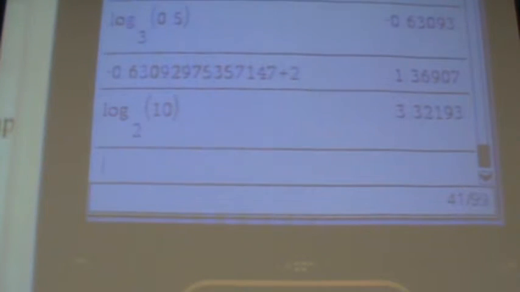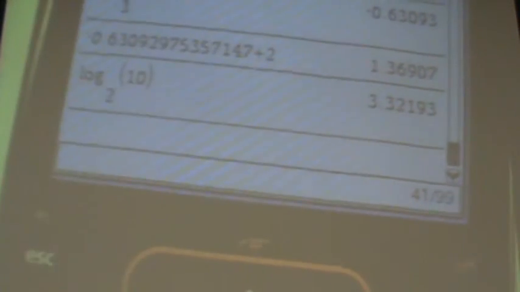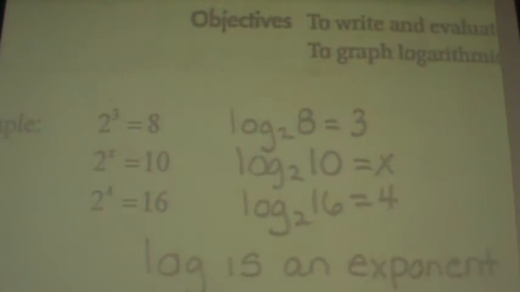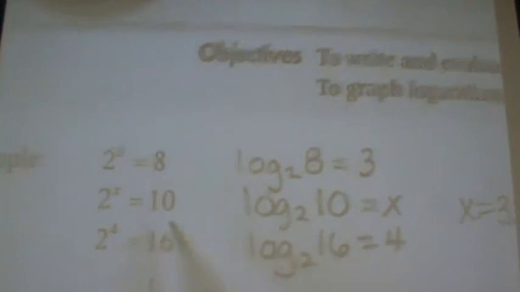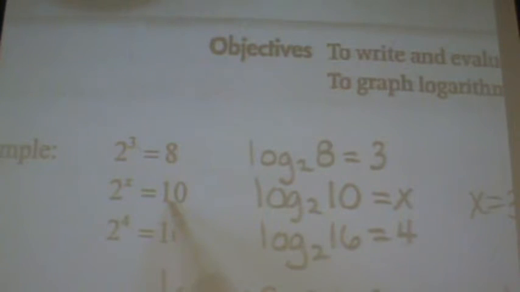So Brett guessed 3.5. What's the real answer? 3.3. It's about 3.3. So in other words, 2 to the 3.3 power is approximate. It's not exact, but it's close. It's about 10.